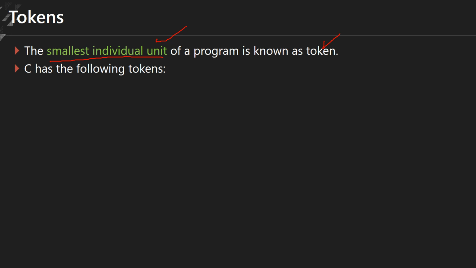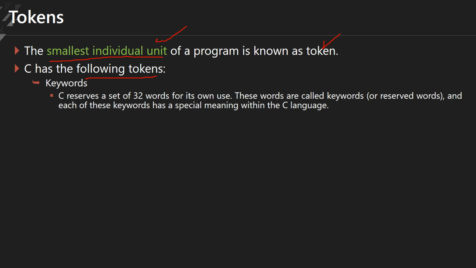See the following kinds of tokens. Keywords are also tokens. You generally see 32 keywords. These are very meaningful and the smallest individual units. These are called reserved words, and you cannot use them as variables. Each keyword has a special meaning in the C programming language. Generally, there are 32 keywords available in C.